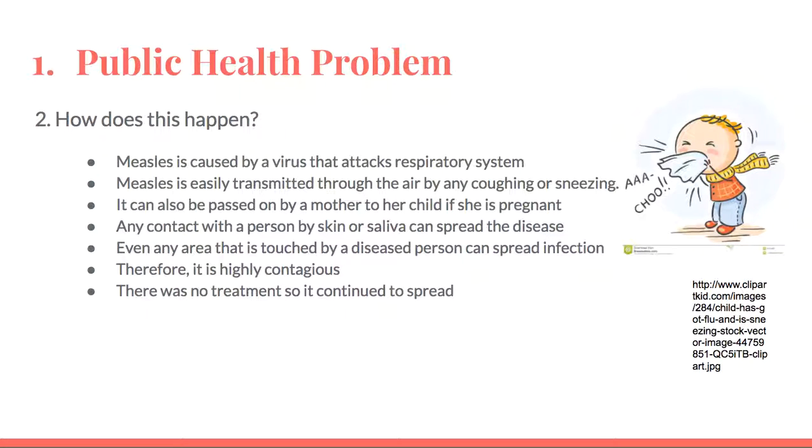How does this happen? Measles is caused by a virus that attacks the respiratory system, and it is also very easily transmitted and contagious through the air or by touching objects. It can also be passed on by a mother to her child. That is why it's usually recommended for mothers to get vaccinated as well. Any skin to skin contact, or touching things will also spread the disease. Therefore, with no treatment, it can continue to spread.